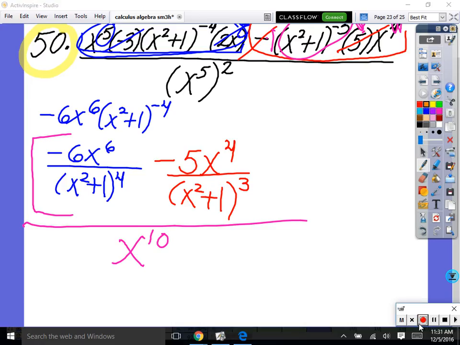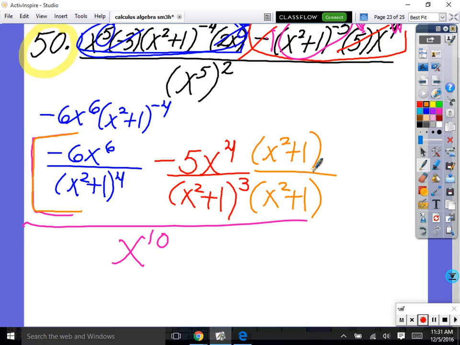Okay. So now we need to get a common denominator to combine this. This is where I'm focusing. So I need one more x squared plus 1 right here, because then we would have x squared plus 1 to the fourth over here as well, correct? And then we could combine this. So we got to do that to the top and bottom. So we're getting a common denominator. So now I'm just focusing on this. I'm going to go ahead and distribute negative 5x to the fourth through.